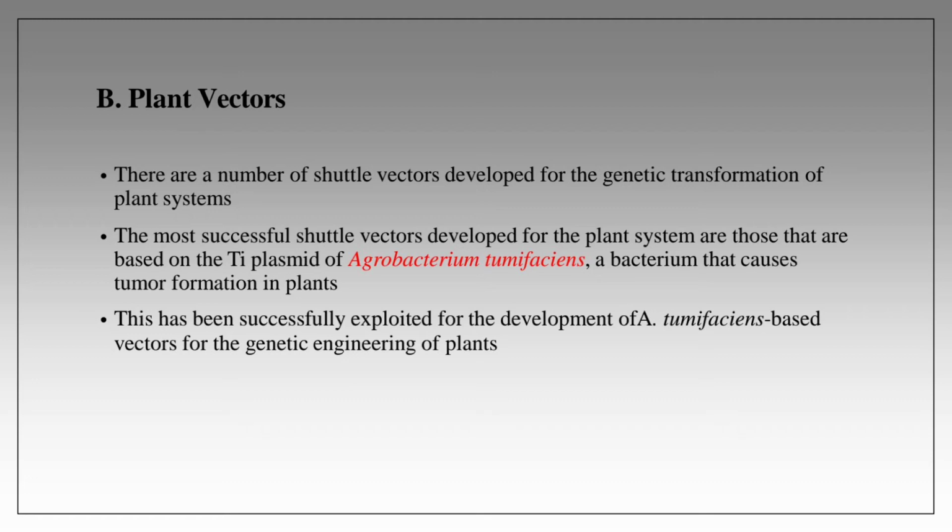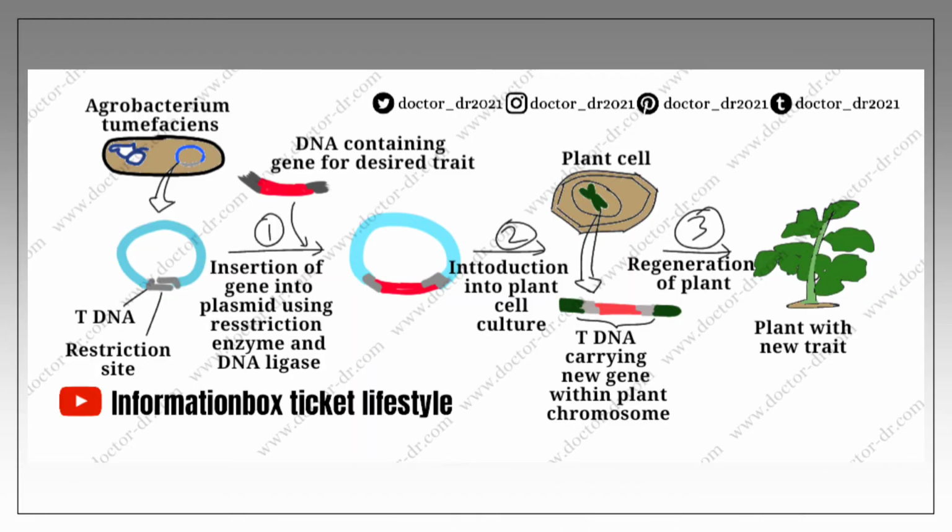Plant vectors. There are a number of shuttle vectors developed for the genetic transformation of plant systems. The most successful shuttle vectors developed for the plant system are those that are based on Ti plasmid of Agrobacterium tumefaciens, a bacterium that causes tumor formation in plants. This has been successfully exploited for the development of Agrobacterium tumefaciens based vector for the genetic engineering of plants. Here is an example of the Agrobacterium tumefaciens vector.